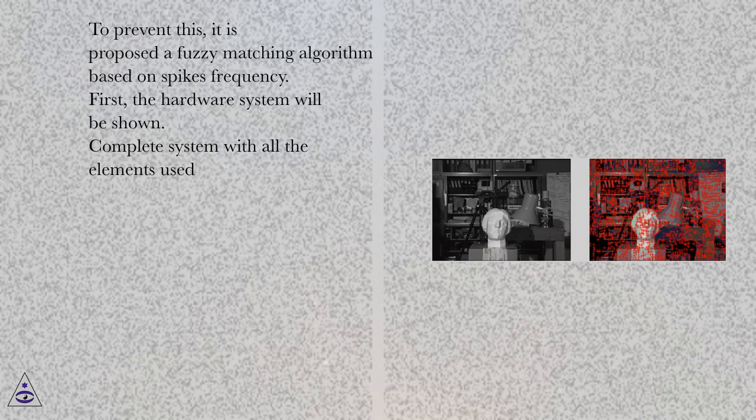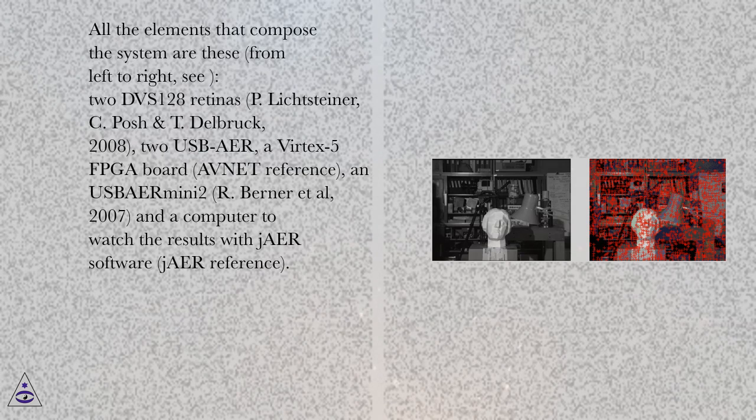First, the hardware system will be shown. Complete system with all the elements used. All the elements that compose the system are these, from left to right: 2 DVS128 retinas, Lichtsteiner, Posch and Delbruck, 2008, 2 USBAER, a Virtex 5 FPGA board, OpenNet reference, an USBAERmini2, Berner et al., 2007, and a computer to watch the results with jAER software, jAER reference.